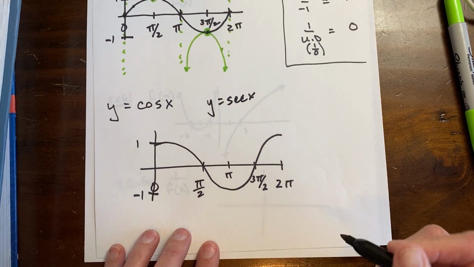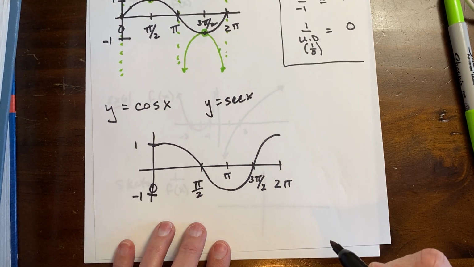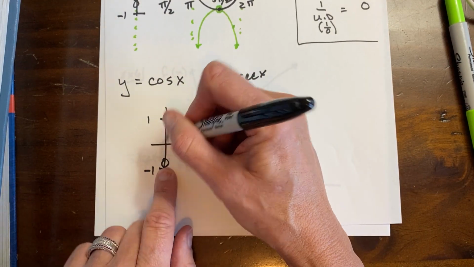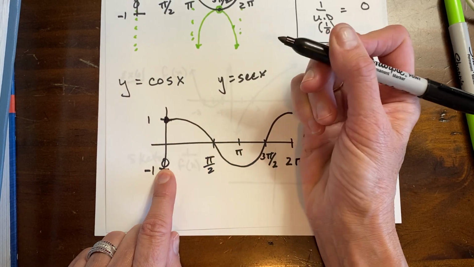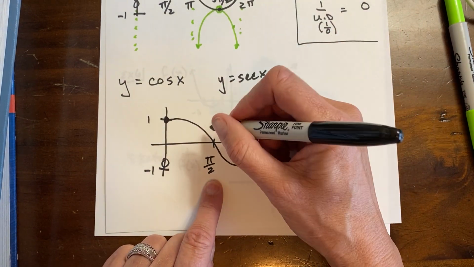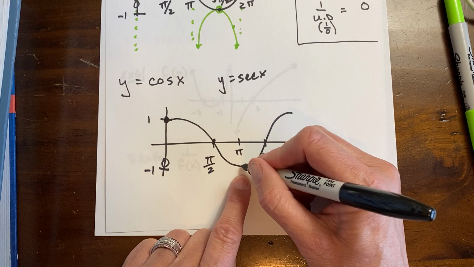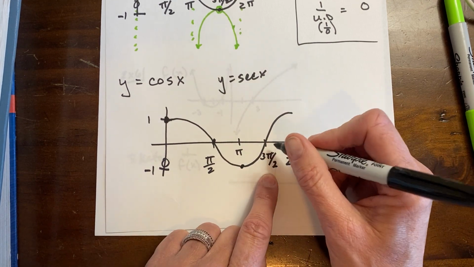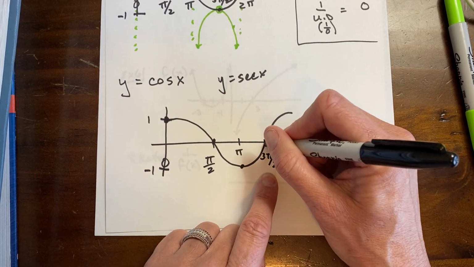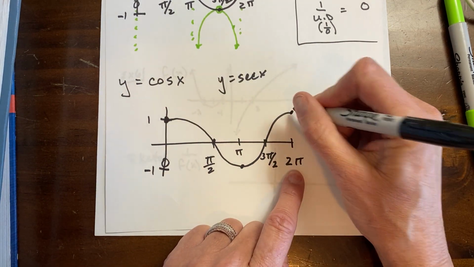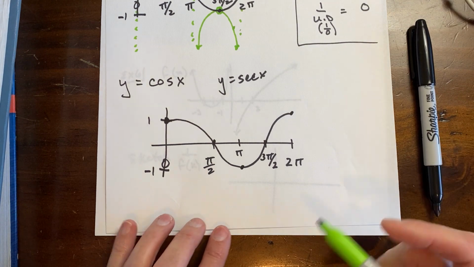So again, let's find the values of cosine that we're going to use for secant. At 0, cosine is 1. At pi over 2, cosine is 0. That's important. At pi, cosine is -1. At 3 pi over 2, cosine is 0. And at 2 pi, cosine will be 1. So let's consider the reciprocals of those.